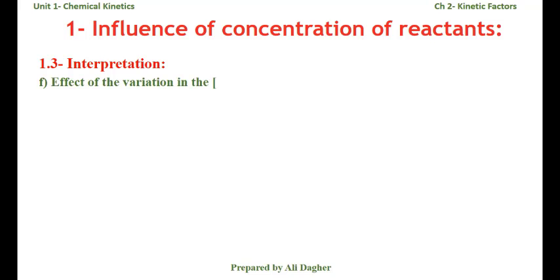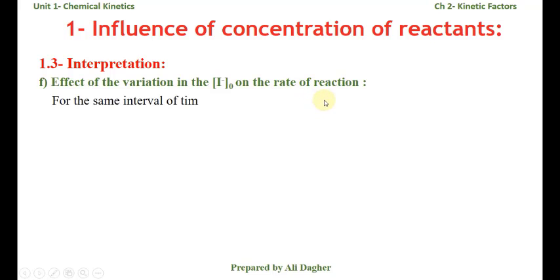Effect of the variation in the initial concentration of I- on the rate of the reaction. For the same interval of time, delta T, we found that the concentration of I2 formed in beaker A is less than that in beaker B, which is less than that in beaker C.